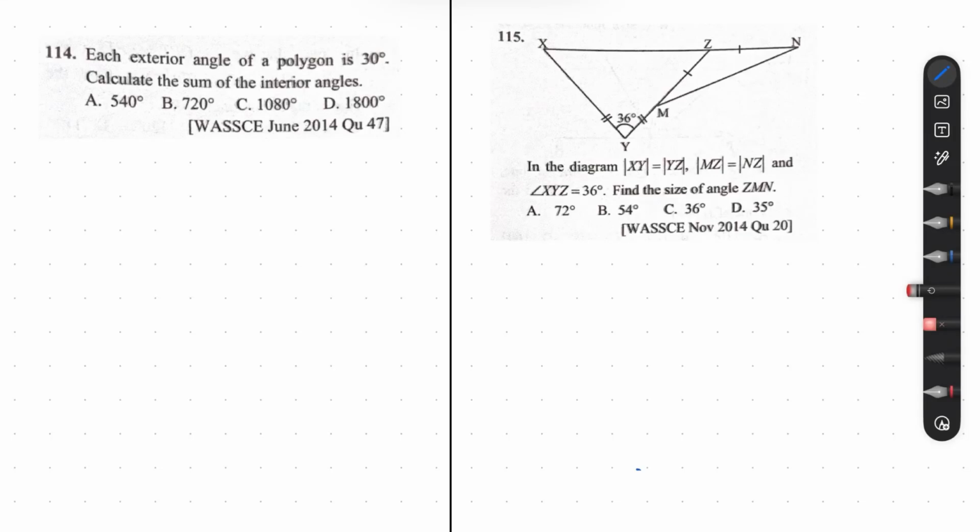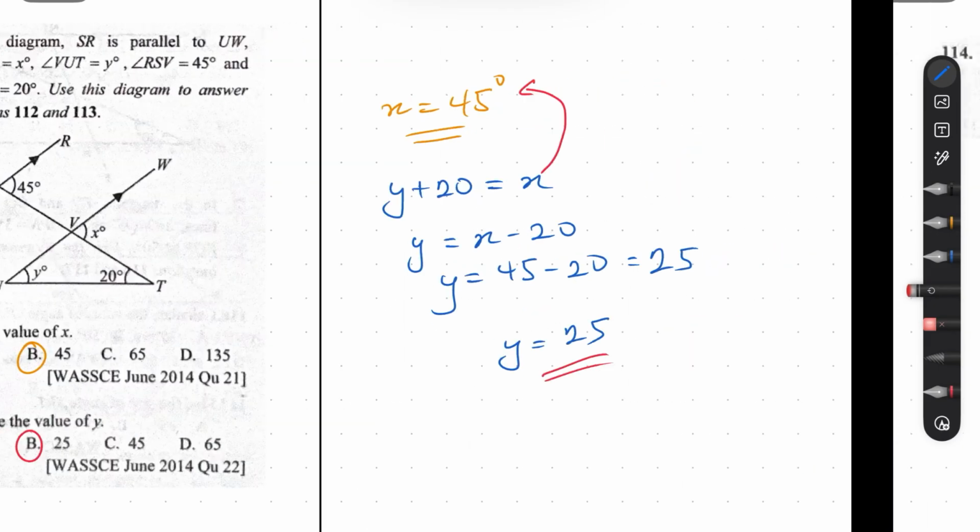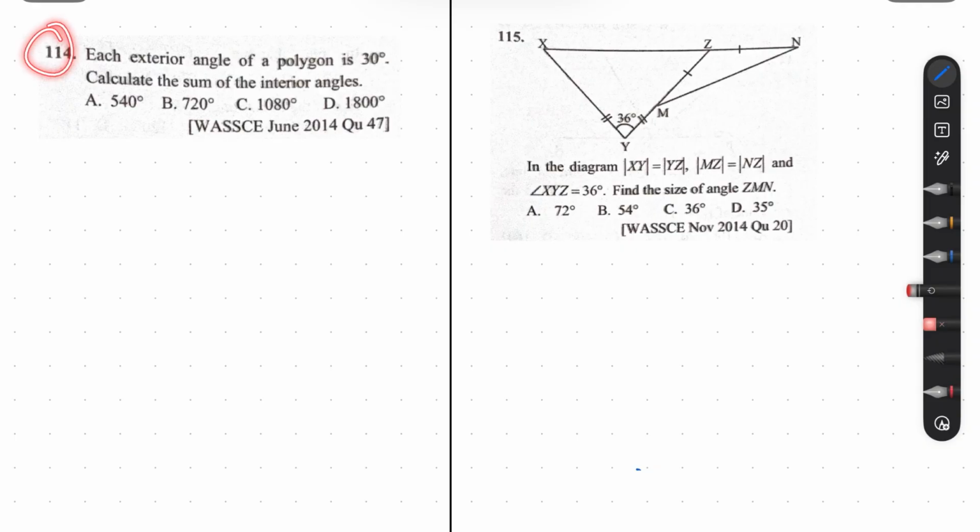Okay, in the previous session we ended on question number 113. So here we start with question number 114. The question says each exterior angle of a polygon is 30. Calculate the sum of interior angles.